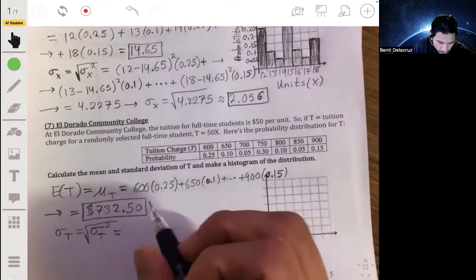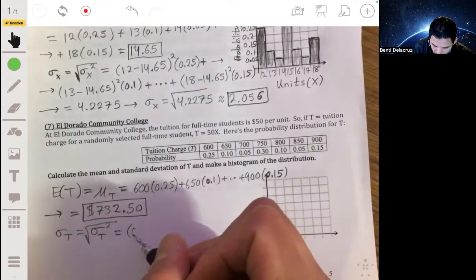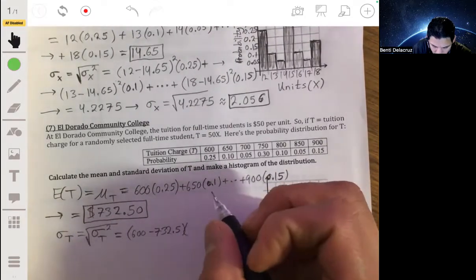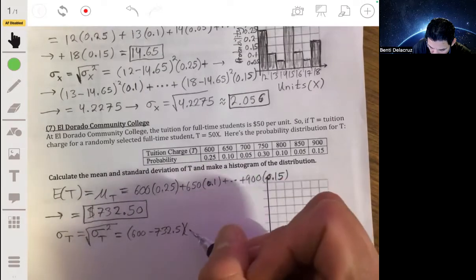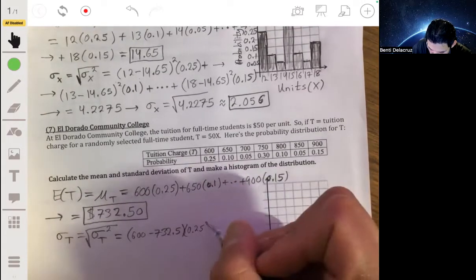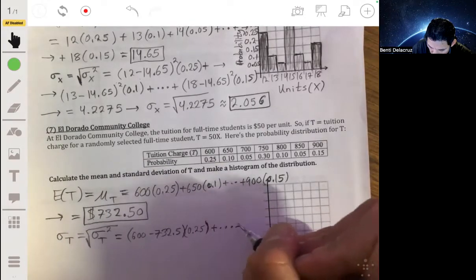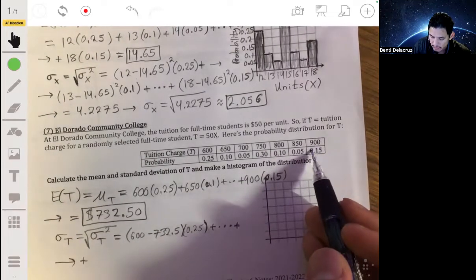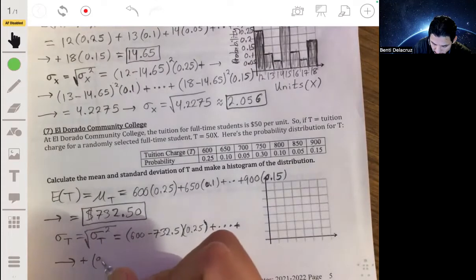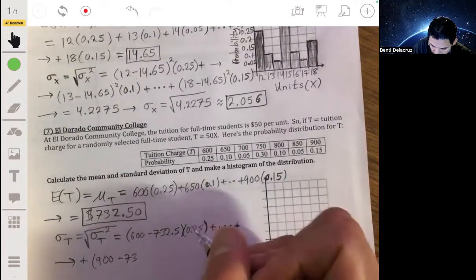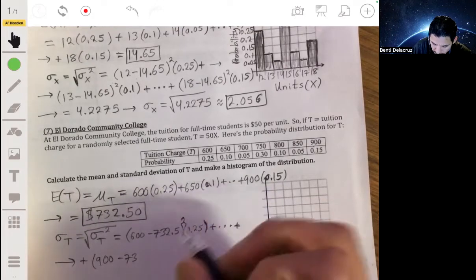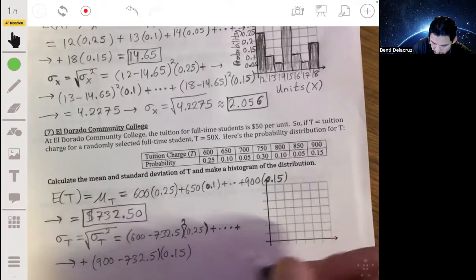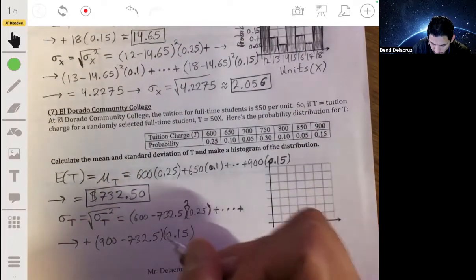So then this is going to look like the sum of, you're going to have T1, 600 minus the mean, 732.5, squared, times P1, which would be 0.25, plus all the way to T7 minus the mean, so 900 minus 732.5, squared, make sure I put that squared there, times 0.15, and square that, of course.